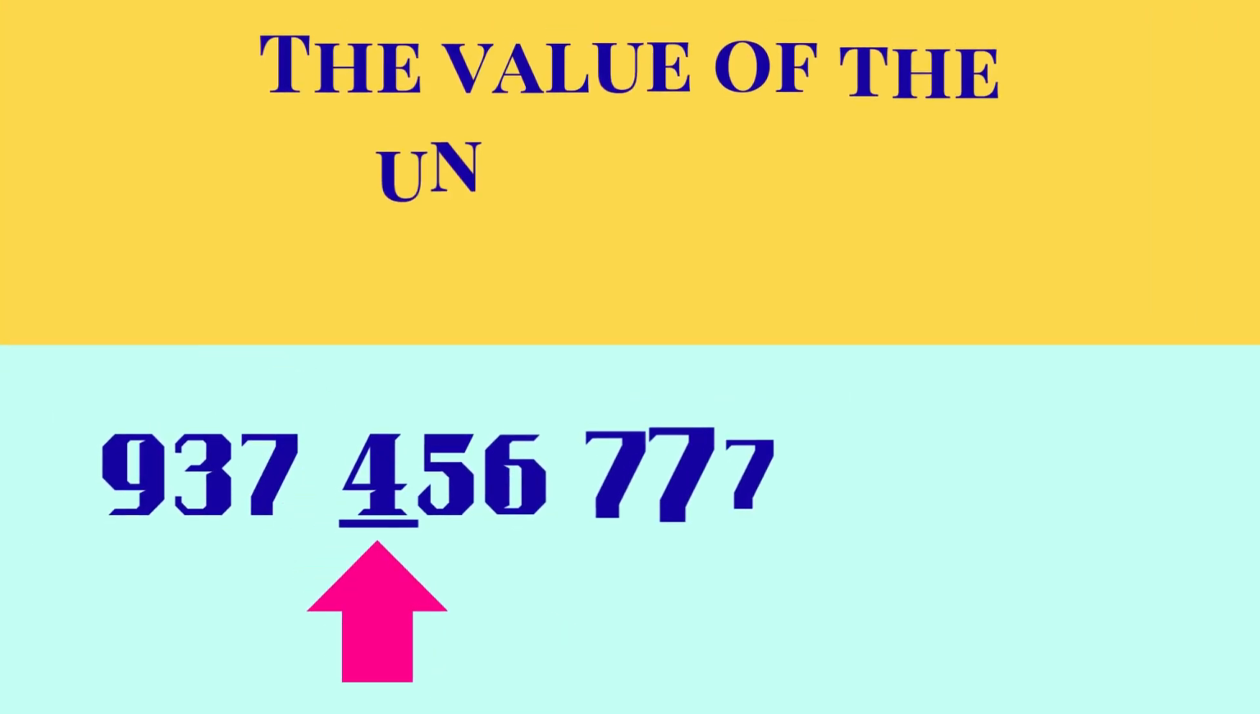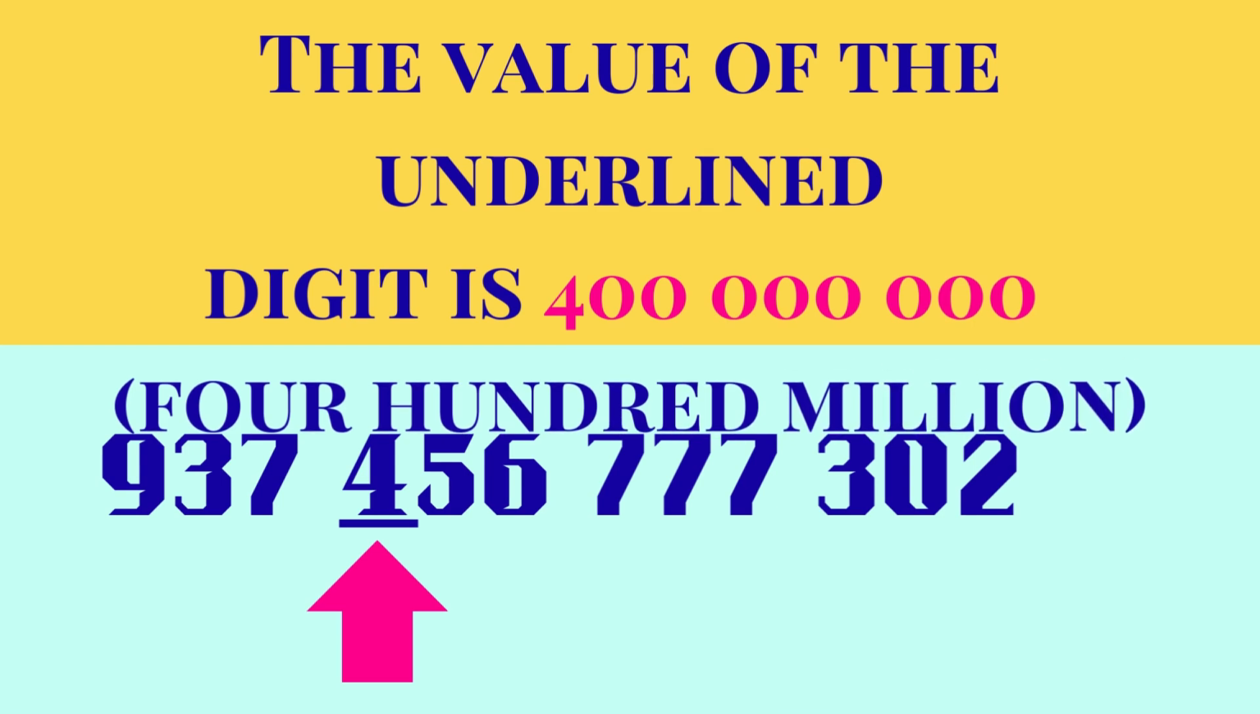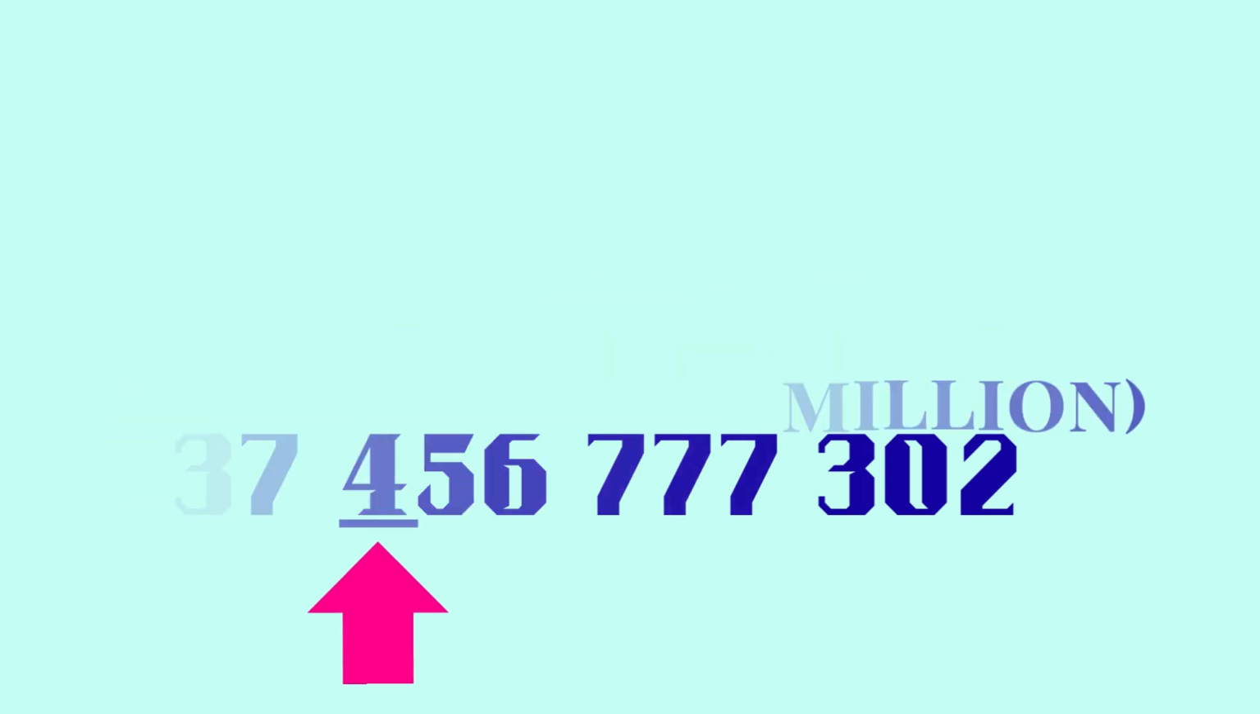The underlined digit 4 in that question is in the 100 millions place. So the value is 400 million. If you had it, great job. If not, no worries. We're going to continue practicing.